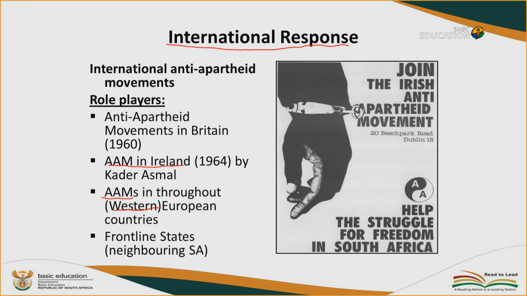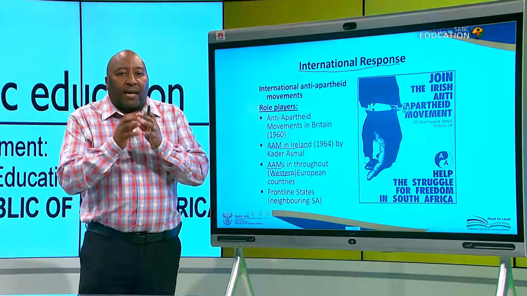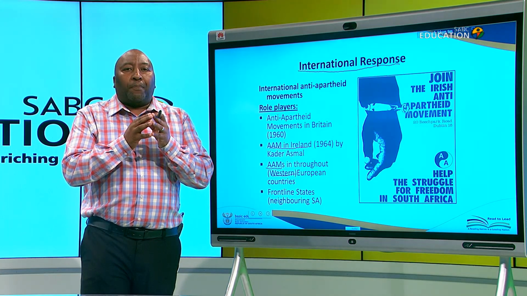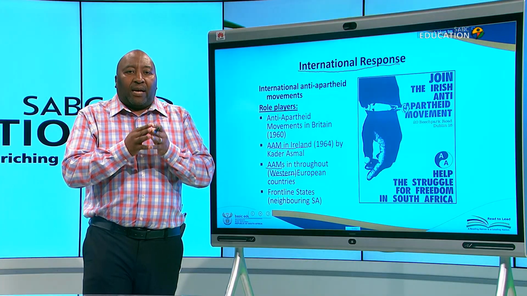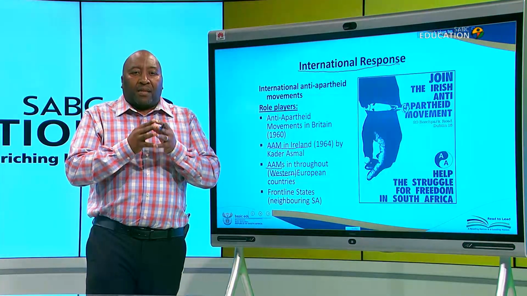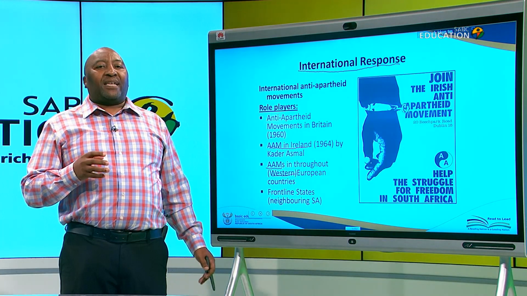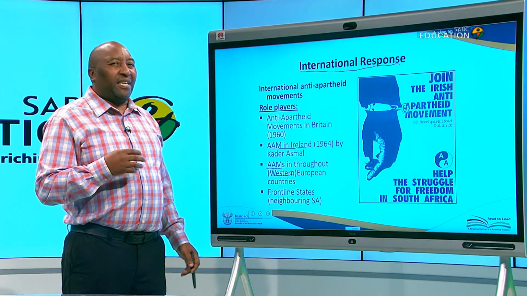We will then also have a role player in a form of the frontline states, the states that were around Southern Africa, which also took part in dismantling or in assisting the people of South Africa to get rid of the apartheid structure or the apartheid system.